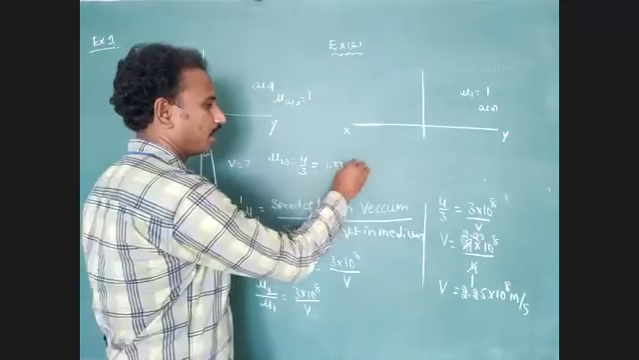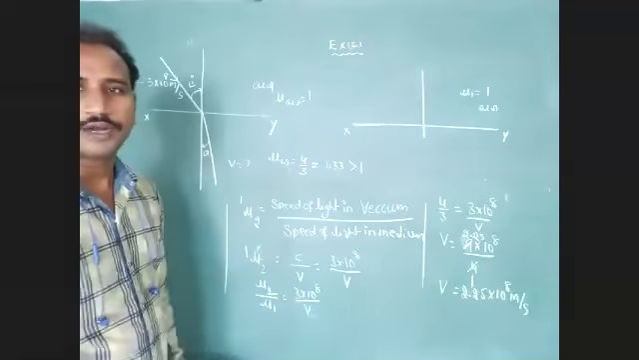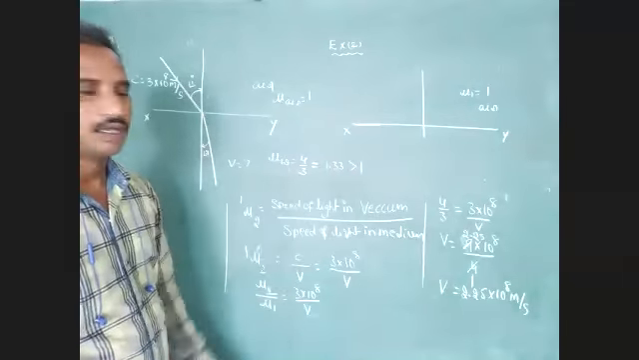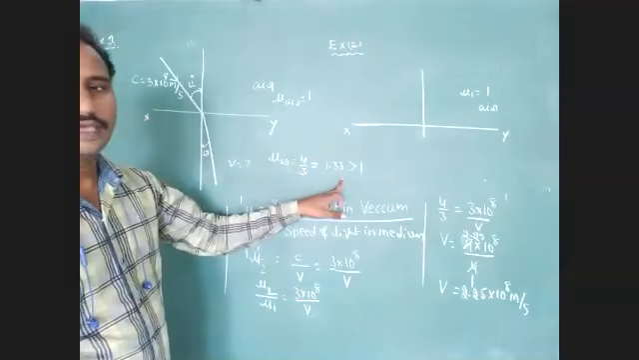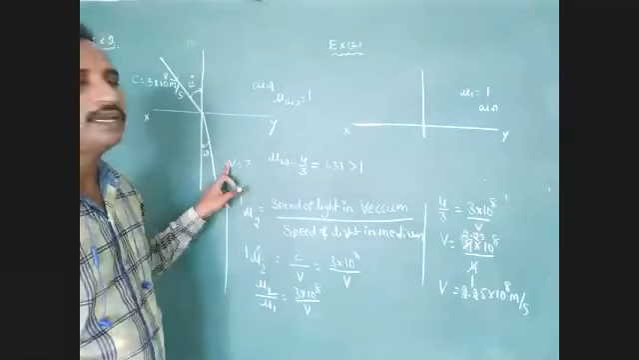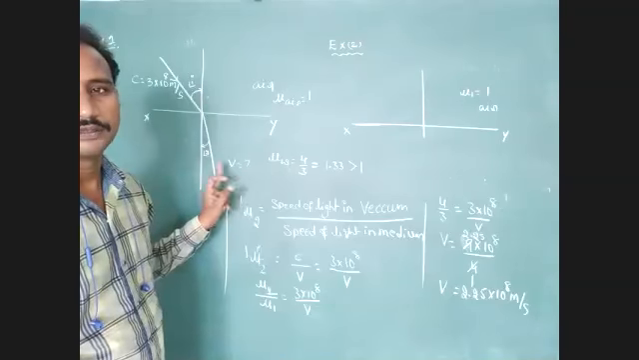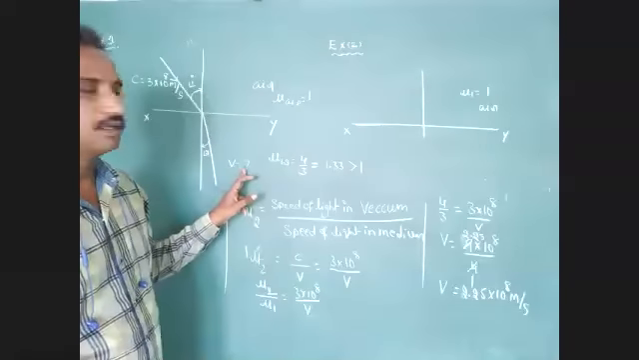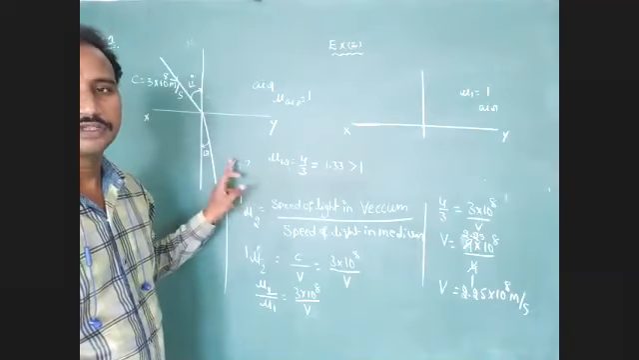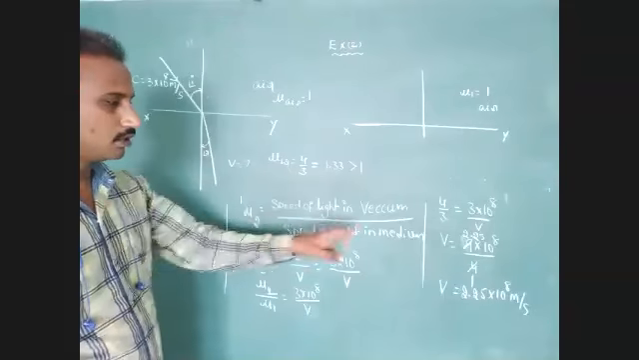1.33, a value greater than 1. Because of this high optical density, the speed of light is decreasing in the water medium. Understood this point? Okay, students, note down this one.